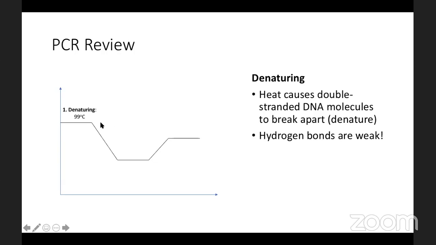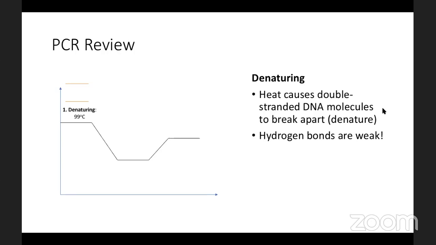So the first step is heating up your reaction. You'll usually see the first step of a PCR reaction being run at around 100 degrees Celsius. Remember that the bonds that are holding together our strands of DNA are weak. They're hydrogen bonds, right? And so when we apply this heat, the double-stranded DNA molecules are going to break apart, shown here in this cartoon. All right, so we started with our double-stranded DNA, we apply heat, and our molecule splits apart.